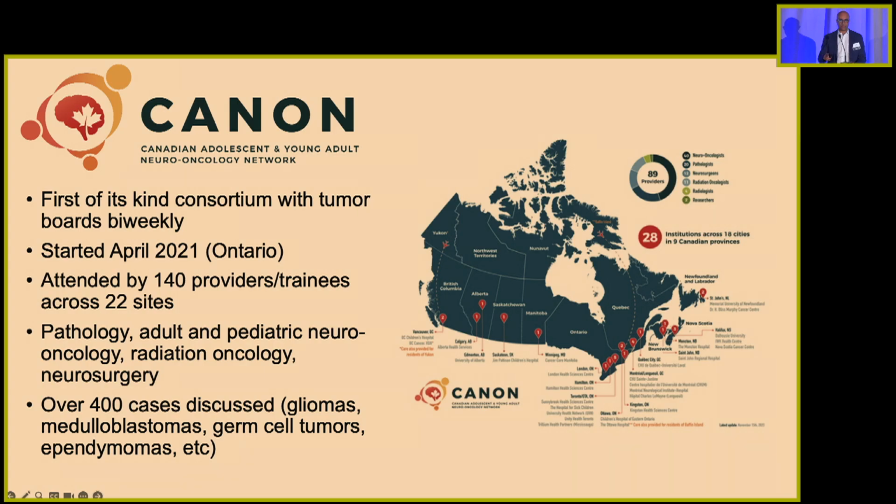I think about that often because Canon is a transnational consortium that we have. It stands for Canadian Adolescent and Young Adult Neuro-Oncology Network. We meet bi-weekly in a virtual forum. We started this in April of 2021. Originally, the idea was to just have centers in Ontario who would be involved. It expanded very rapidly to include essentially our 22 major sites in all of Canada.